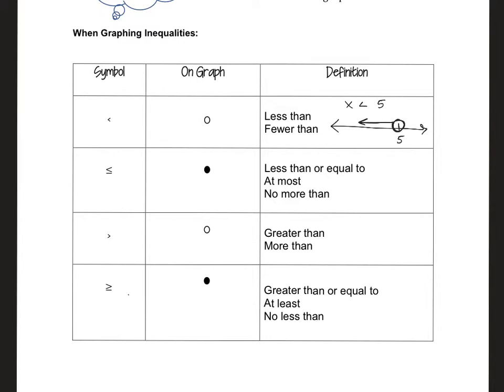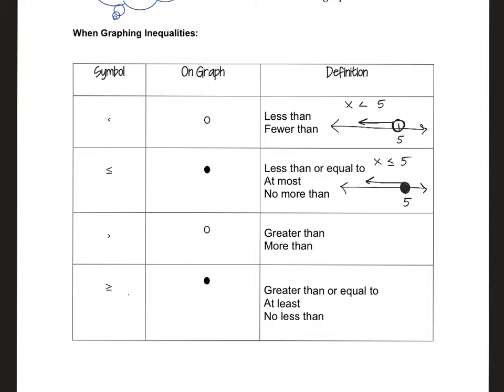The next one is our less than or equal to symbol. So if I was graphing on a number line, x is less than or equal to 5. Well, this time x could be 5, so I have a filled in circle at 5. And my arrow would point to all the numbers that are less than 5.